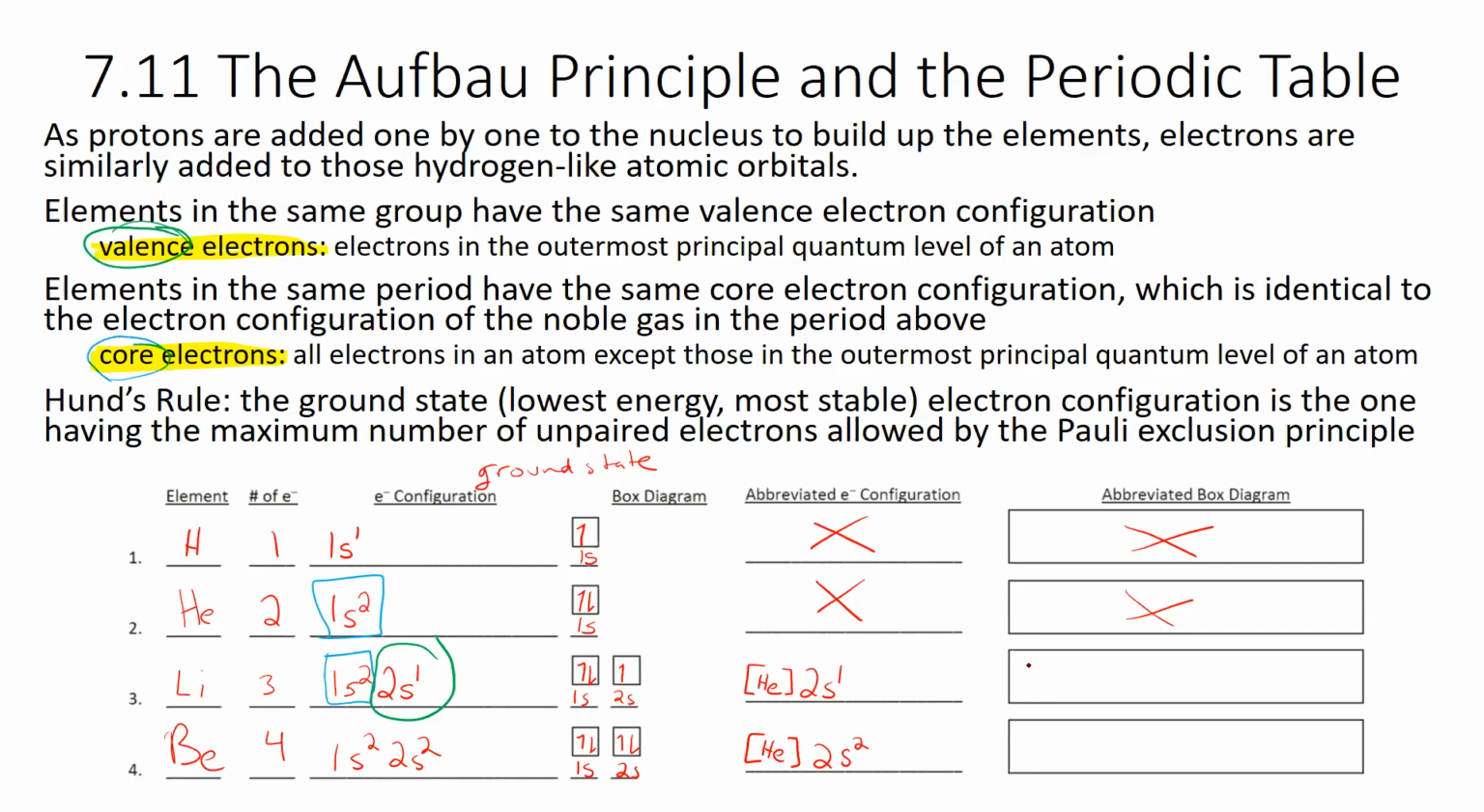We can do this the same way for an abbreviated box diagram. We're really just depicting primarily the valence electrons because those are the important ones. So we'll go back up to lithium. Helium is in brackets because that's our core. And then we can draw in a box labeled 2s and put 1 electron in there. For beryllium, again, the core is helium, and we make a box with the 2s orbital with 2 electrons in it.